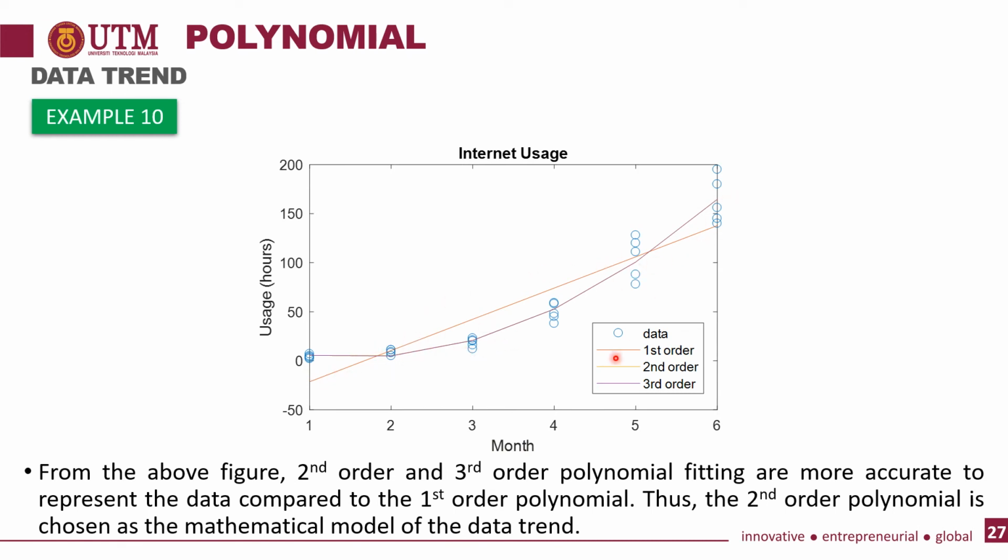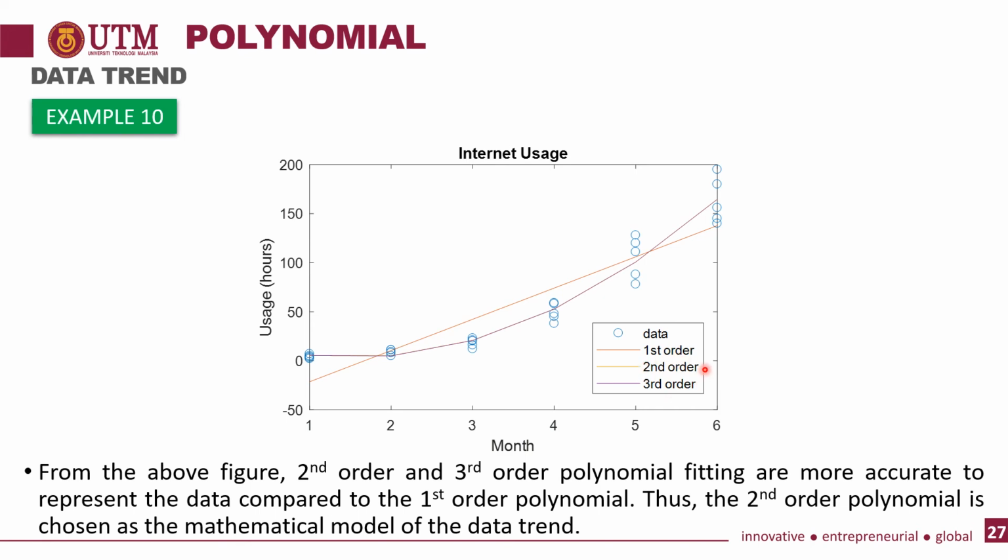Therefore the second order polynomial is chosen as the mathematical model of the data trend. But this time we are choosing second order, not the third order. Why? Because the higher the order of the polynomial curve fitting, the higher the computational cost. Because we wanted to reduce the computational cost, we select the second order, because second and third order give the same output. So why do we need to choose third order? We can just choose the second order because it has lower computational cost.